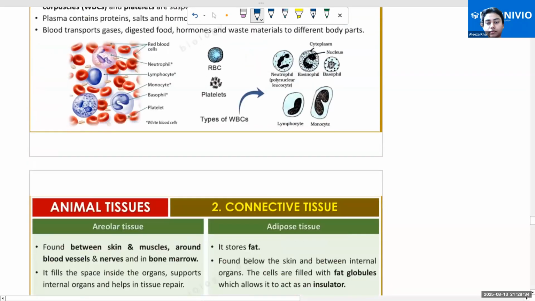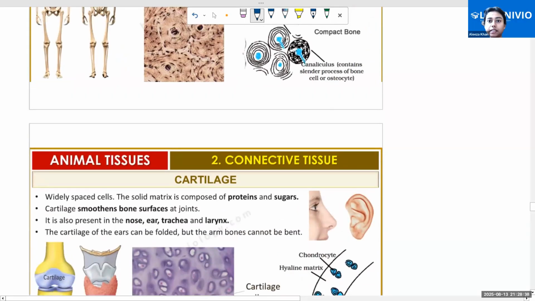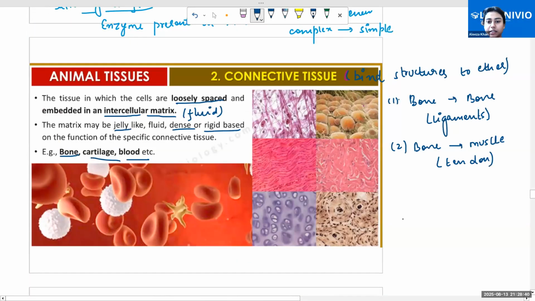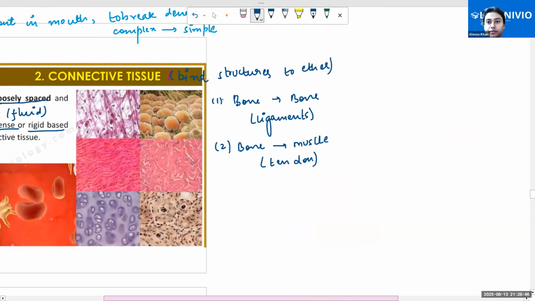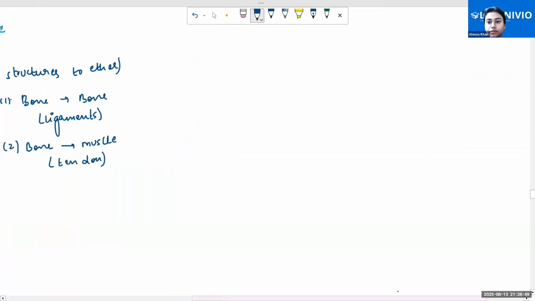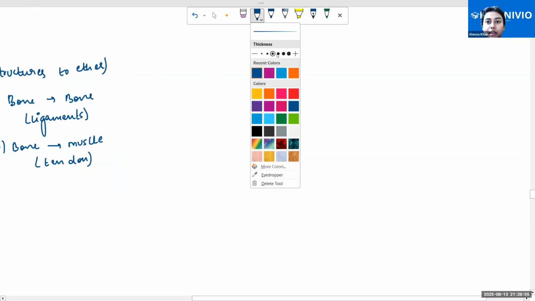Done. Okay. Now let's do the classification first, otherwise you will get confused with this. This flowchart will make it easy for you to understand.